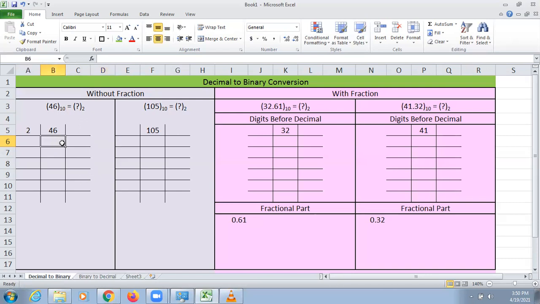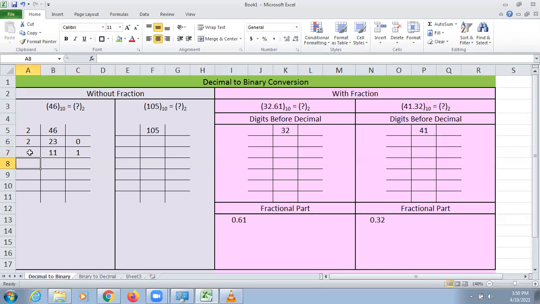Okay, now 46 divided by 2: 2 2s are 4 and 2 3s are 6. It means there is no remainder, so we put 0 here. On the right hand side we will keep writing the remainders. If there is no remainder left, we put 0. If there is any remainder, we put that remainder here. Now 23 divided by 2: 2 ones are 2 and again 2 ones are 2, but this time the remainder is 1. So write the remainder here.